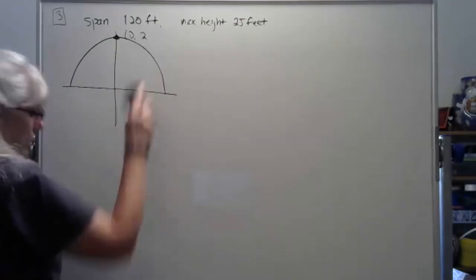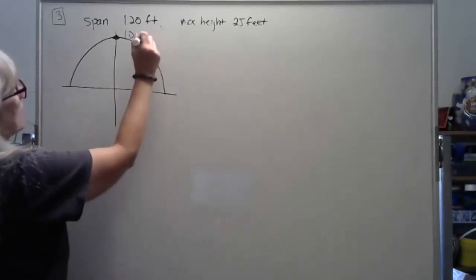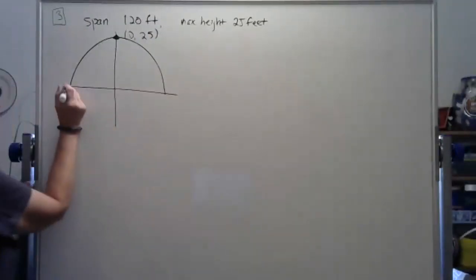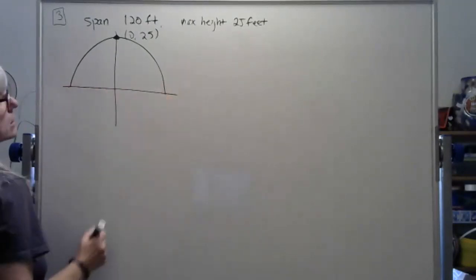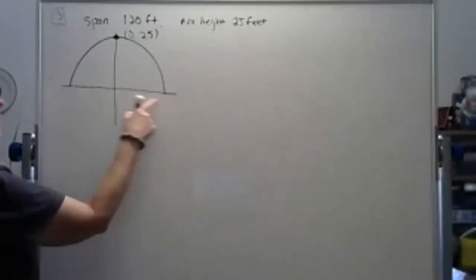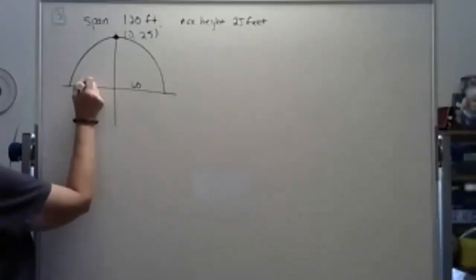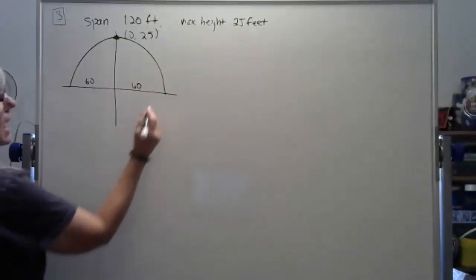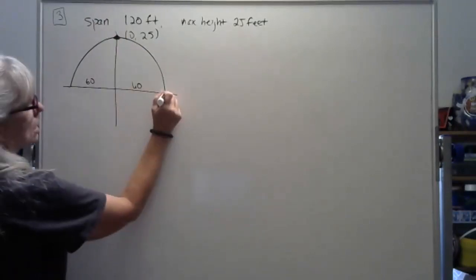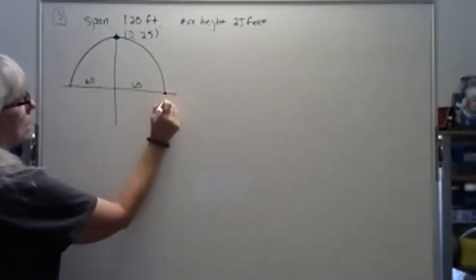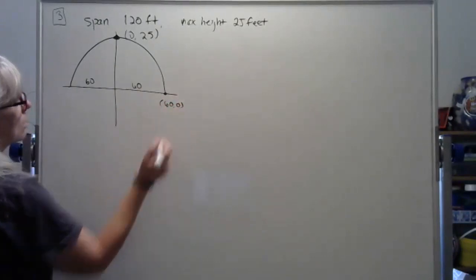Okay, the other thing we know is that the span is 125 feet. So the span is where the arch meets the ground on both sides. So that total distance is 120. So doesn't that mean that each side of this is 60? So again, take the 120, split it in half because of where I put the y-axis. So that gives me a point over here at 60, 0.